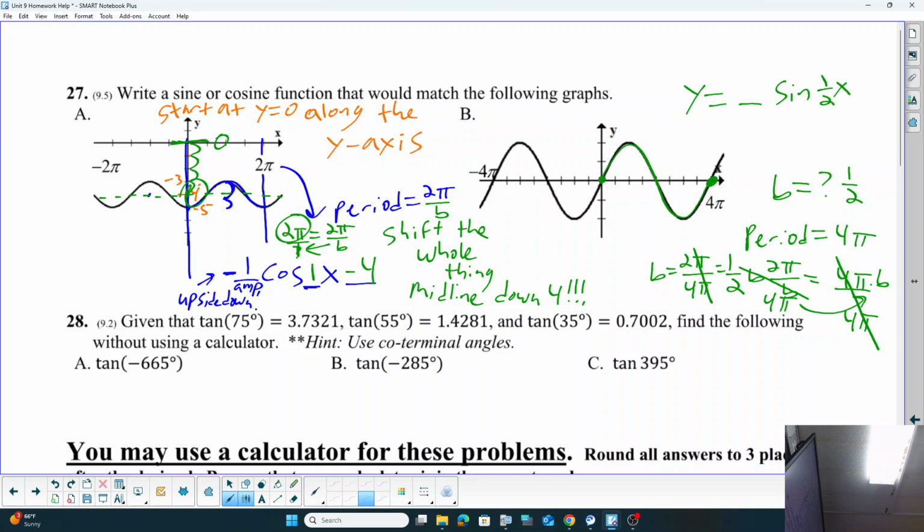I don't see it shifting up. 1, 2, down 2, amplitude 2. It is regular sine or cosine, so plug in 0, or you can just circle that as your answer. So definitely B was a lot easier. A was pretty tough.